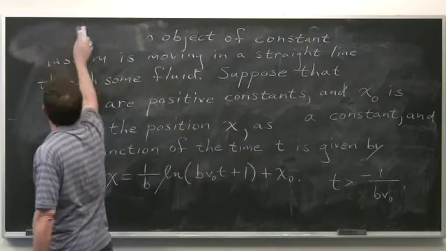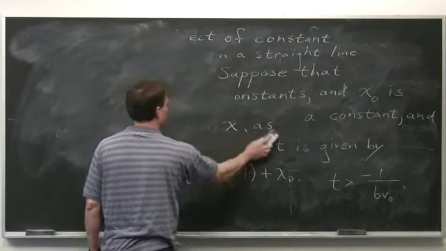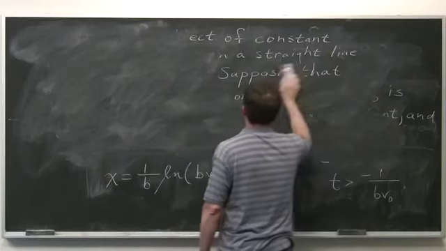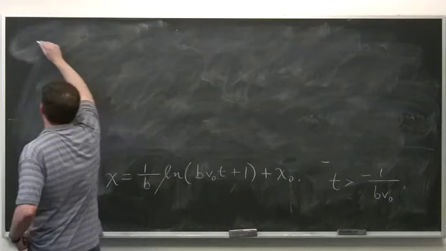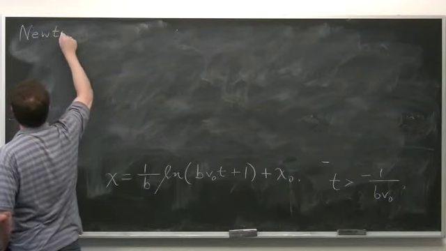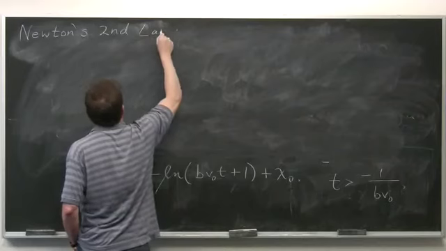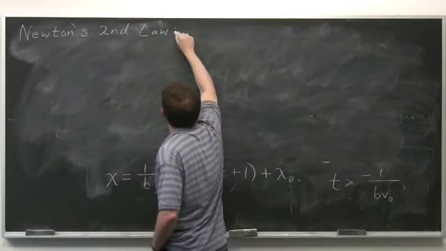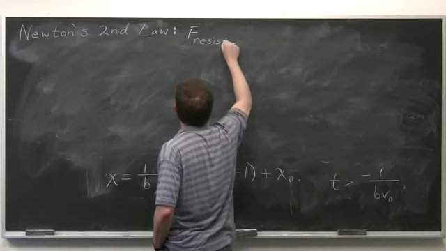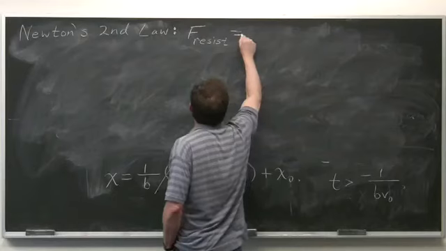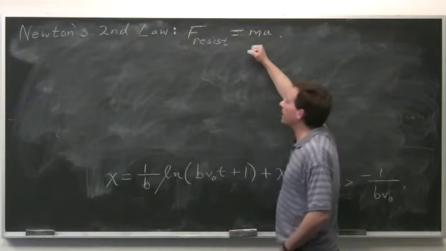So, all right, let's look at this. Of course, we use Newton's second law of motion, which says the sum of the forces acting on the object is the mass times the acceleration, for something with constant mass. We're assuming the sum of the forces is just the force of resistance. I said the only force acting on the object is the force of resistance. And that is, for a constant mass, the mass times the acceleration.